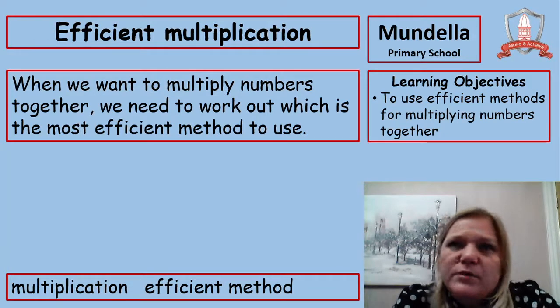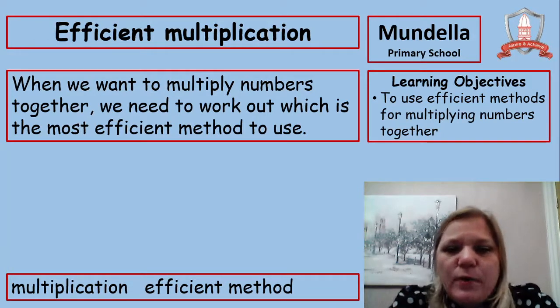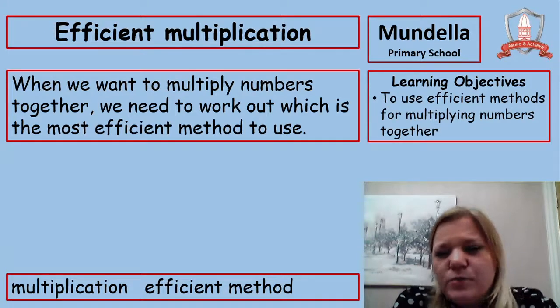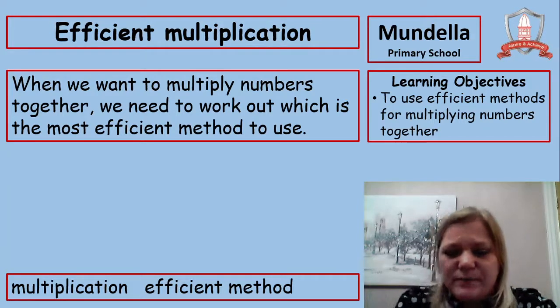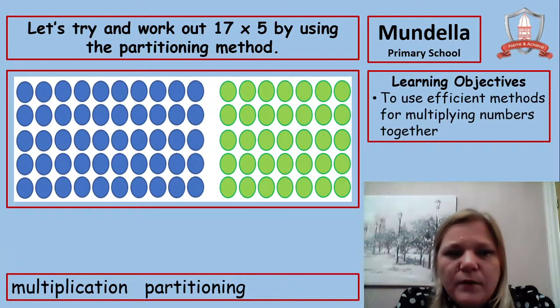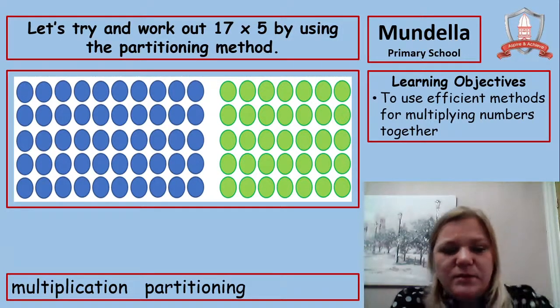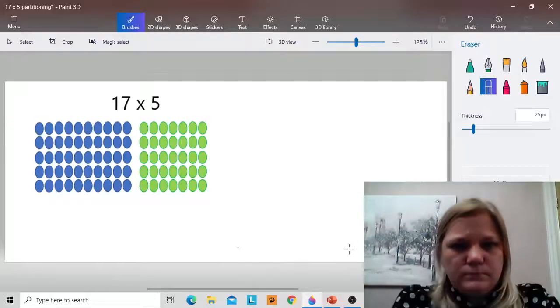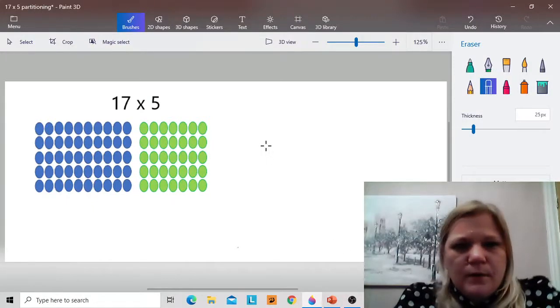So when we want to multiply numbers together, we need to work out which is the best method to use. I'm going to work through some examples with you, and then it's going to be your turn to have a go yourselves. First of all, we're going to see if we can work out 17 times 5, and we're going to use a partitioning method to do this.